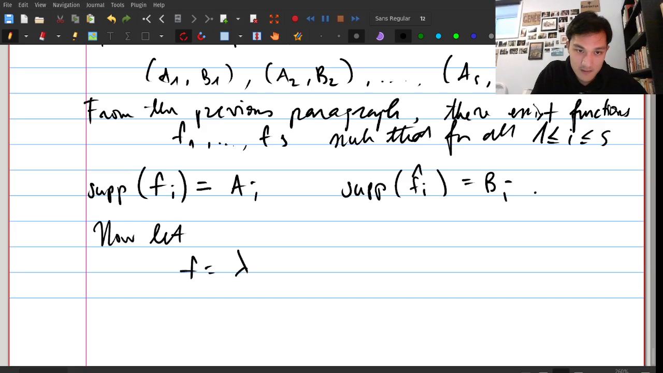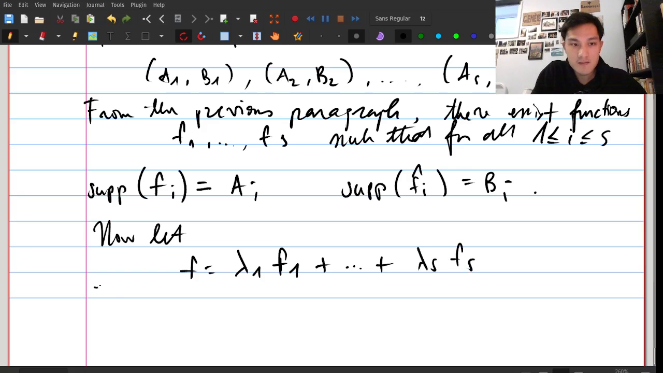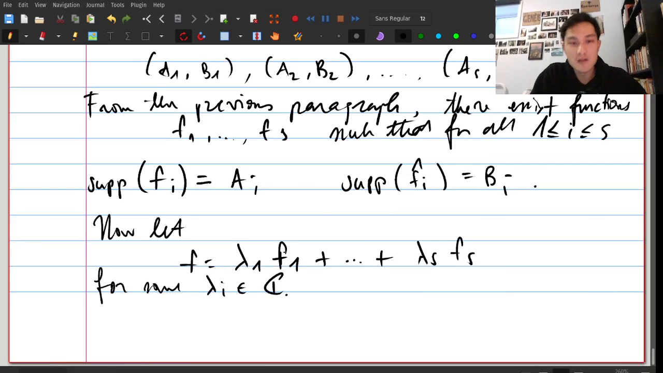Okay, so now let f equal lambda 1 f1 plus, all the way down to lambda s f_s, for some lambda i in C. Okay, so we're going to pick the lambdas later, to be chosen later.